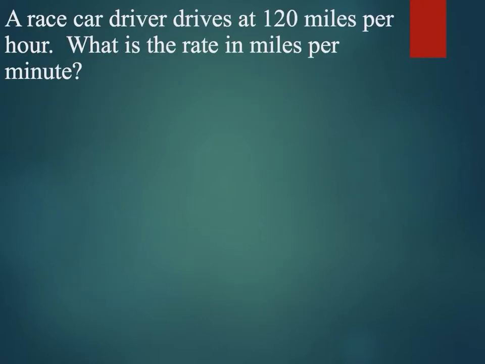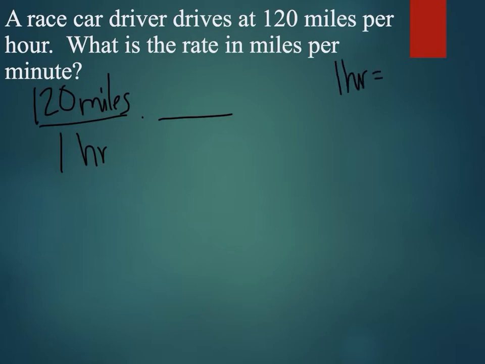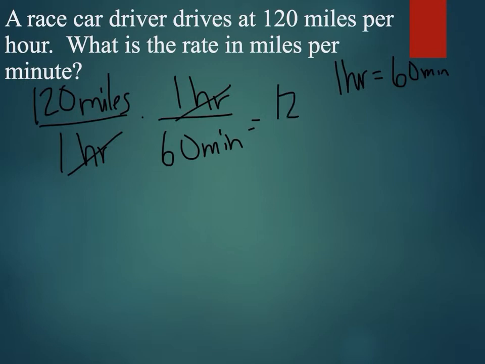A race car driver drives at 120 miles per hour. What is the rate in miles per minute? Well, we have 120 miles per 1 hour, and I want to convert to miles per minute. Miles can stay, but 1 hour equals 60 minutes. I want the 1 hour on top, because 1 hour is on the bottom, which allows me to cancel it out. With 60 minutes on the bottom, I can cancel out my hours, which gives 120 miles in 60 minutes.